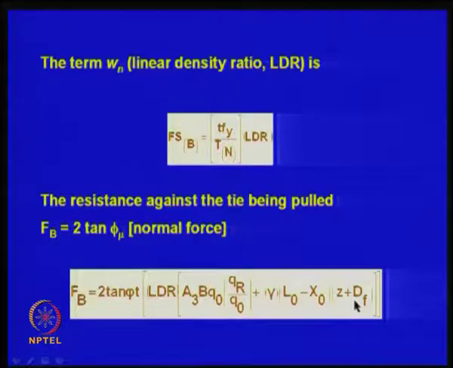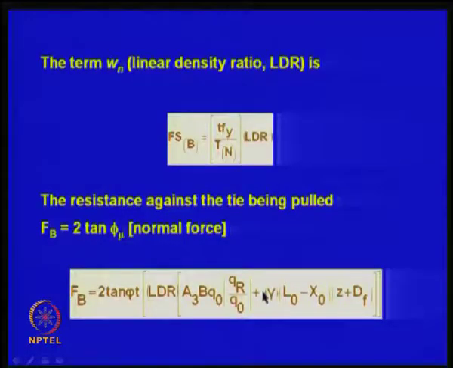Z plus dF is nothing but the normal force. So, gamma gives you what is called the vertical stress. Vertical stress into L naught minus x naught. L naught is the total length, and x naught I am subtracting. So, L naught minus x naught will give me this, and this other term comes from the stress distribution, and LDR. This is all that factor that you get from distribution, and 2 tan phi, mu actually.